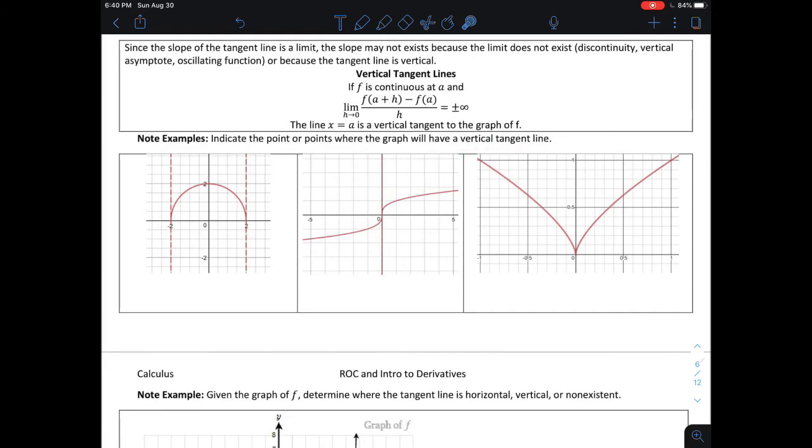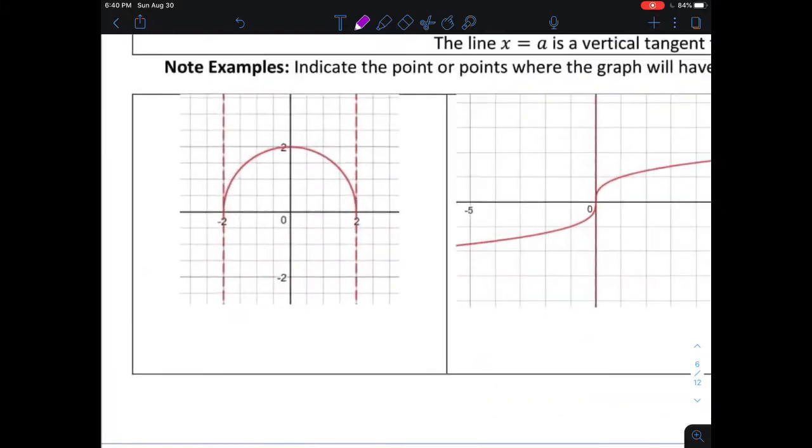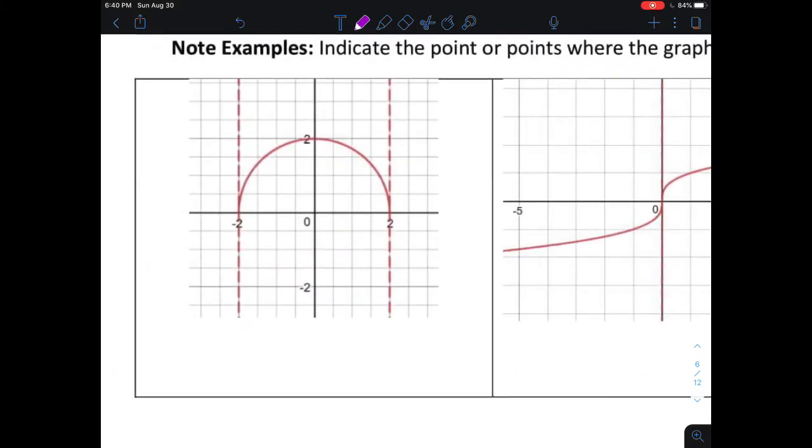For this next example, we're just going to look for where the graph will have a vertical tangent line. The graph on the far left here: this curve goes from -2 to +2, and it's the top half of a semicircle. And right at the far left and far right edges of that semicircle, we would have vertical tangents. So we'd have a vertical tangent at x equals -2 and at x equals +2.